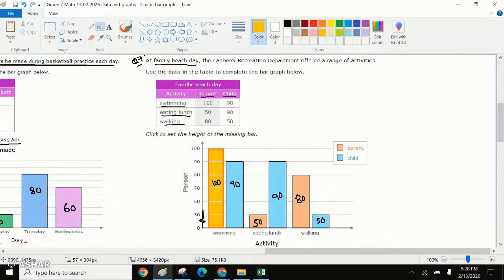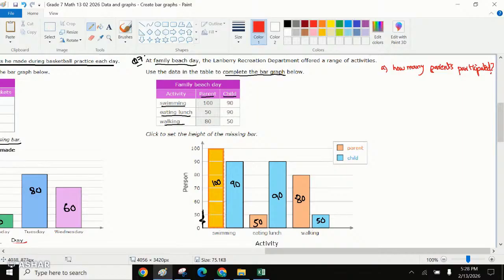Agreed? There were a total of 100 parents, and this is our bar graph that has been completed, which is showing us the information. If the question would say, part A, how many parents participated? So what should be the answer?